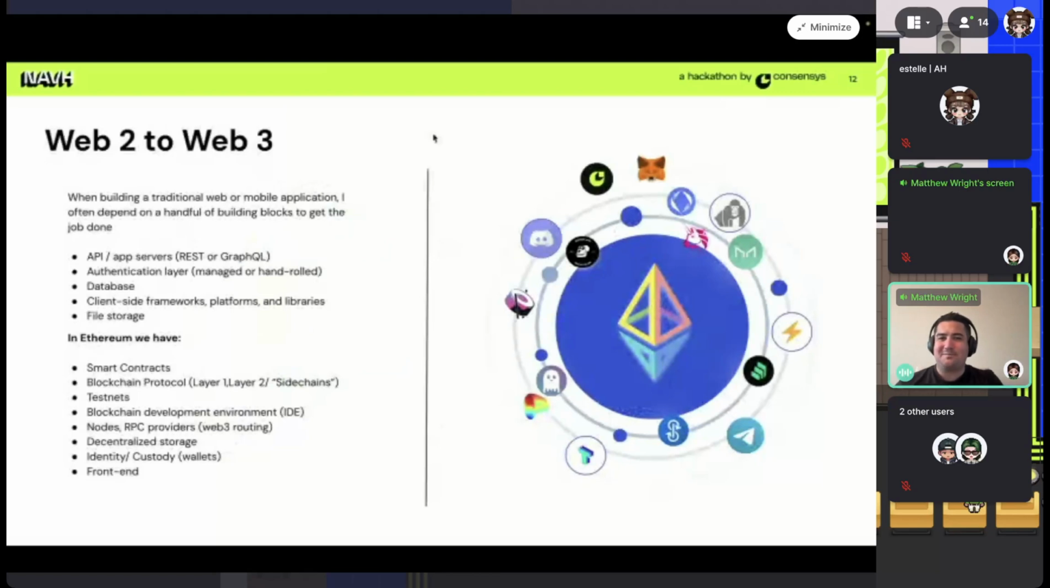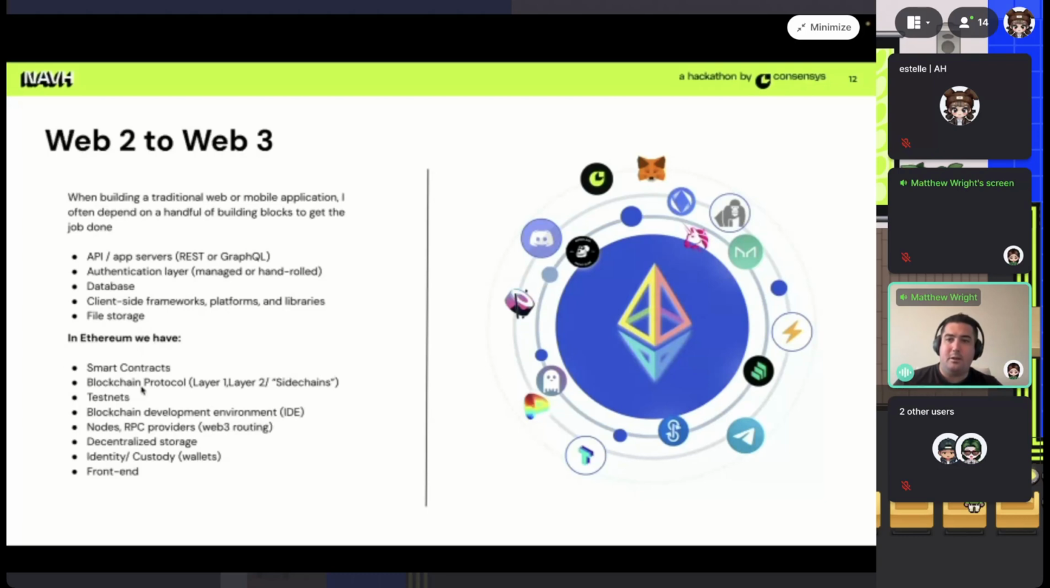For anyone technical out there who's looking to build one of these tools, I think the best way to think about it is, from Web 2 to Web 3, we have API app servers, we have an authentication layer, we have a database, we have client side front end platforms and libraries, and we have file storage for traditional web apps.